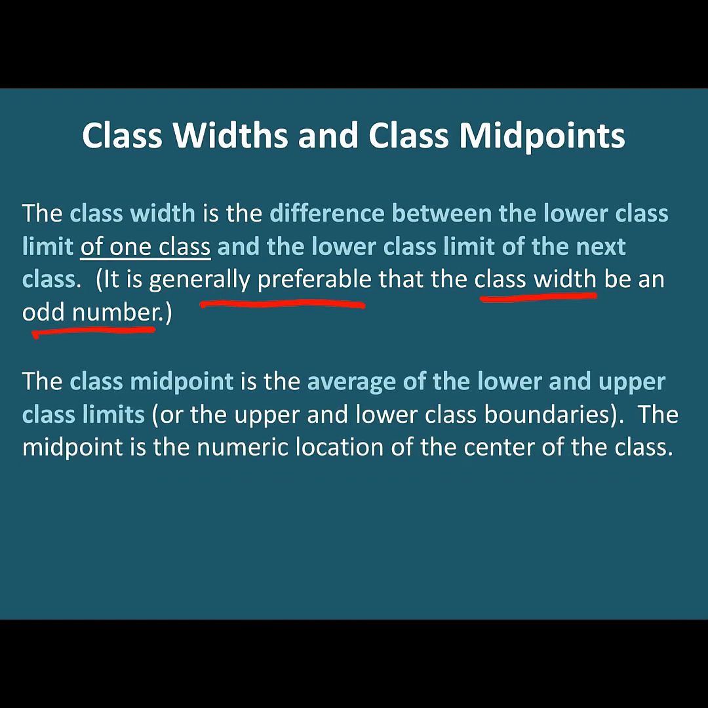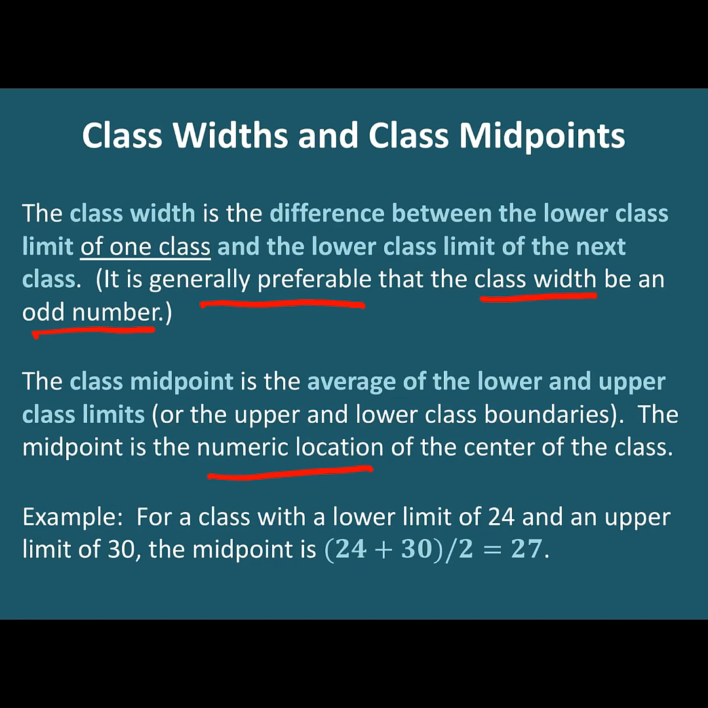The class midpoint is the average of the lower and upper class limits. The midpoint is the numeric location of the center of the class. And I will show a few examples in a moment. One quick example is if I have a lower limit of 24 and an upper limit of 30, then the midpoint is quantity 24 plus 30. After you add those up, divide by 2, then you get 27, which is the midpoint between 24 and 30.